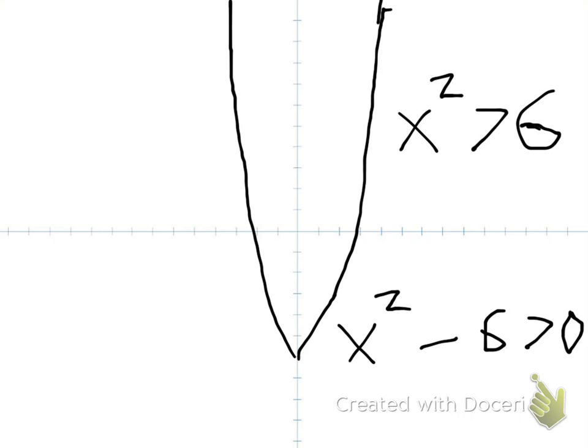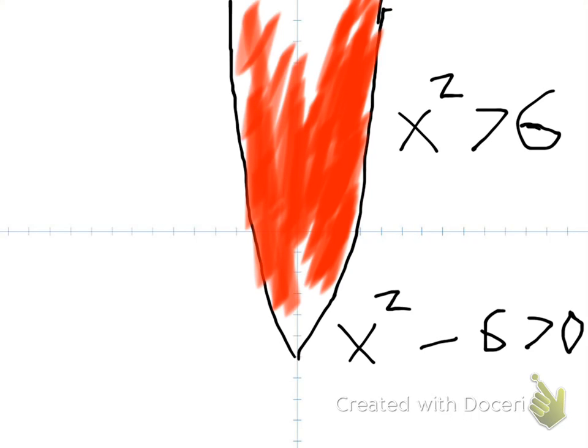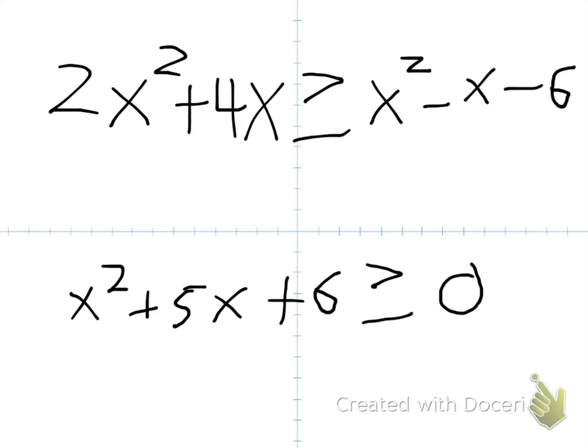As I said before, negative 6 is going to be your y-intercept on this one. You'll see the graph crosses the y-axis at negative 6. Because it is greater than 0, all this space up here is going to be included in the answer, and you're going to want to shade it all in, because that's the answer. So on the next problem, let's take a look at that.